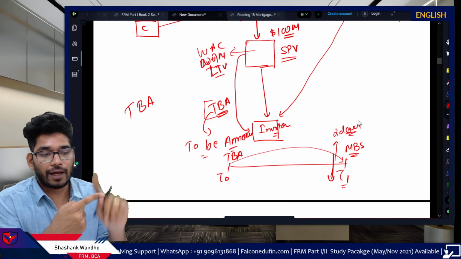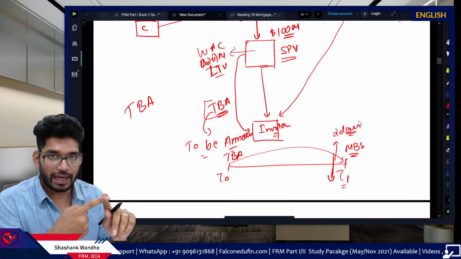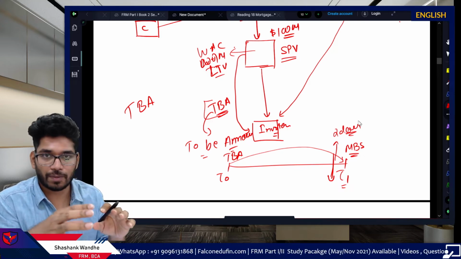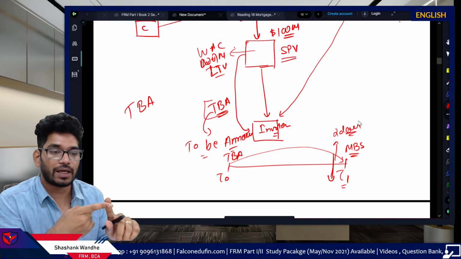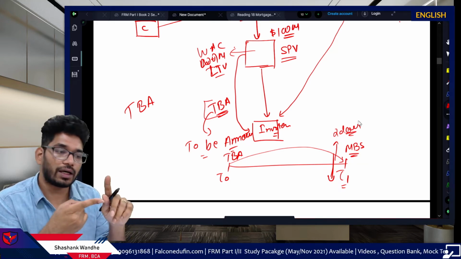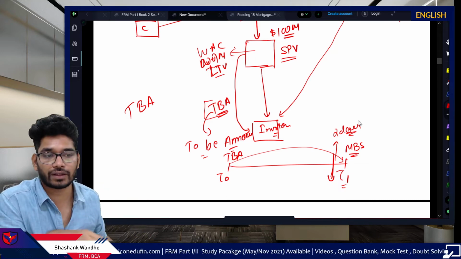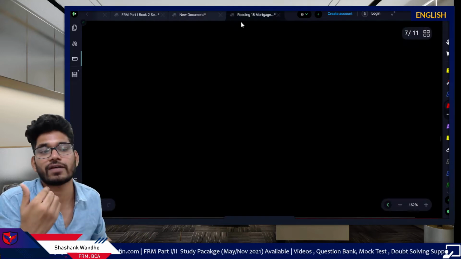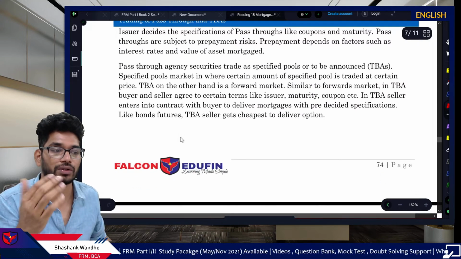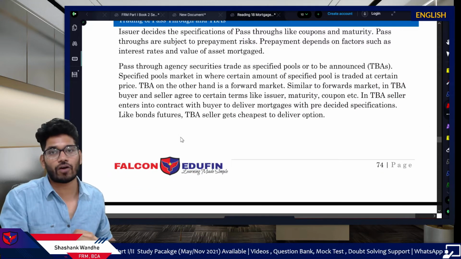Remember, the investor will have an approximate idea of all these properties but not the specifics. Second, the investor will know about the duration or maturity of the MBS, the coupon and everything. All this basic information which any investor wants to know about their security will be provided.